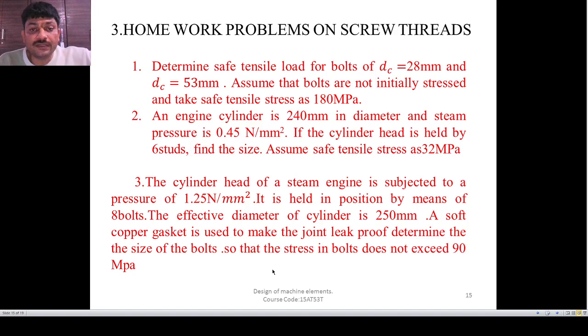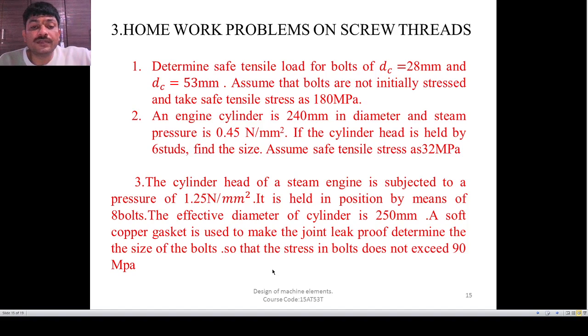The engine cylinder diameter, capital D, is 240 mm. Steam pressure is given as 0.45 Newton per mm square, the number of bolts is 6, and sigma t is 32 megapascal. So from the diameter and pressure you have to find out the area.